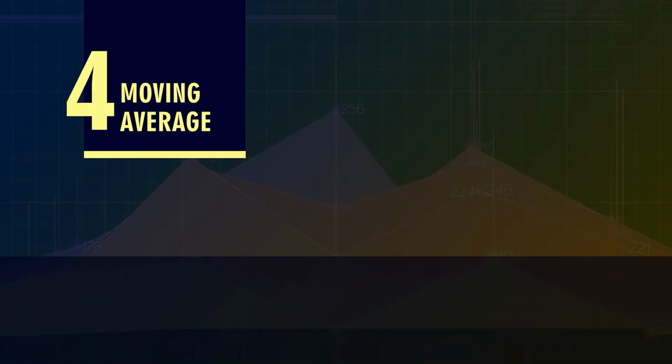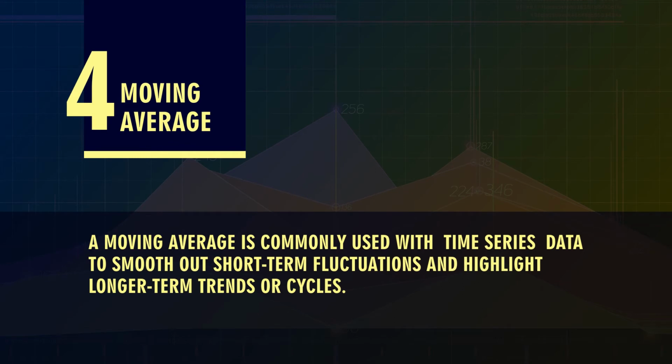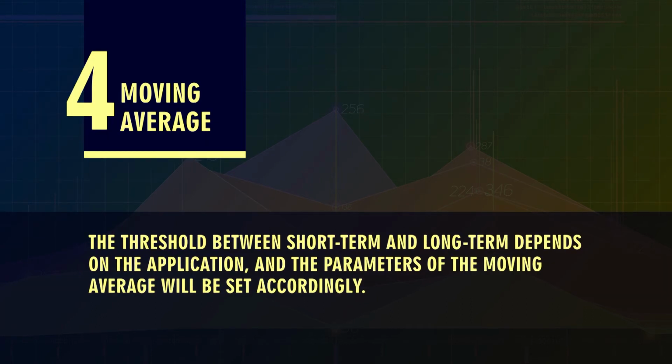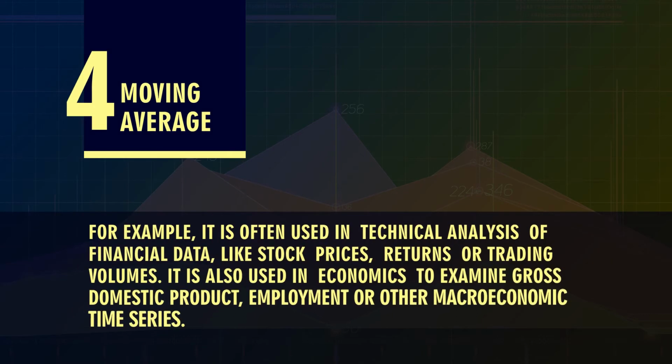A moving average is commonly used with time series data to smooth out short-term fluctuations and highlight long-term trends or cycles. The threshold between short-term and long-term depends on the application, and the parameters of the moving average will be set accordingly. So we have observed that there are certain examples. It is often used in technical analysis of financial data like stock prices, returns or trading volumes. It is also used in economics to examine gross domestic product, employment or other macroeconomic time series.